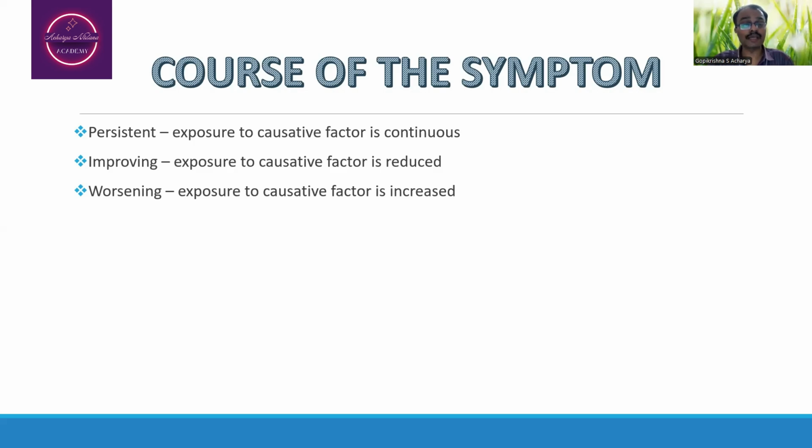Suppose the person has an improving course of the symptom, in the sense that initially the person had severe pain and now has mild pain. That may indicate that the exposure to the causative factor is reducing. Suppose the person has a worsening course of the symptom, in the sense that initially he had mild pain and now has severe pain. That may indicate the exposure to the causative factor is increased.